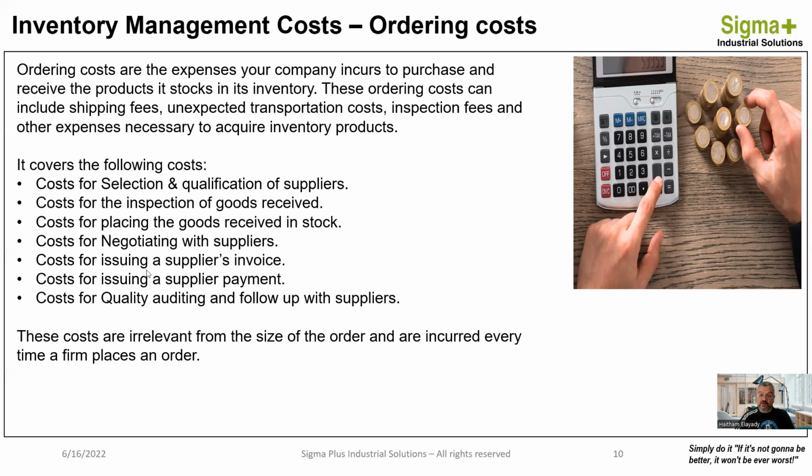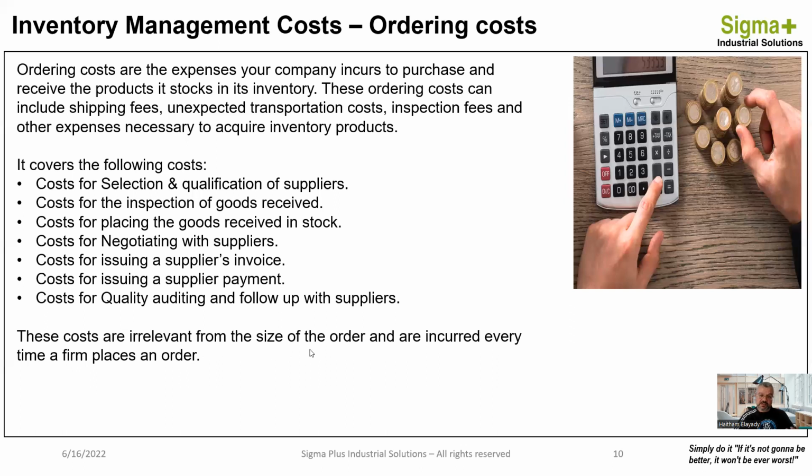And also the cost of issuing an invoice and submitting payment to the suppliers. This requires time to review all the details of the technical terms and the delivery terms. And also the cost of the quality auditing to follow up with the suppliers. These costs are irrelevant to the size of the order.